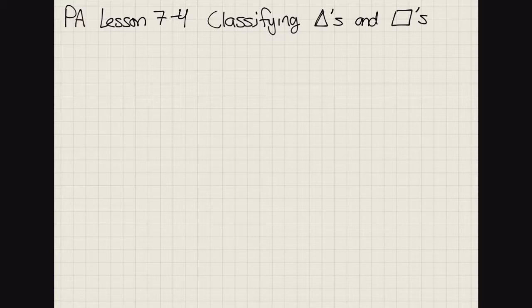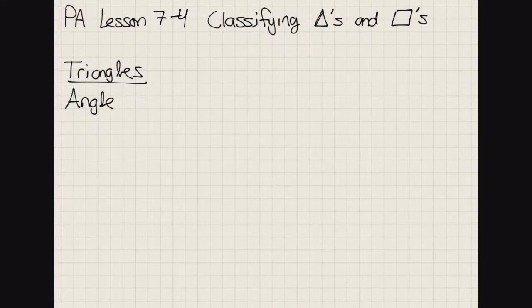Okay, I will tell you this. We'll start with triangles. And triangles really have two main things that we classify them by. It's not necessarily in your book, but if you look at the definitions, you will see that they're broken up into two categories. The first one being by angle, or angles, and the second being by sides, or side or sides.